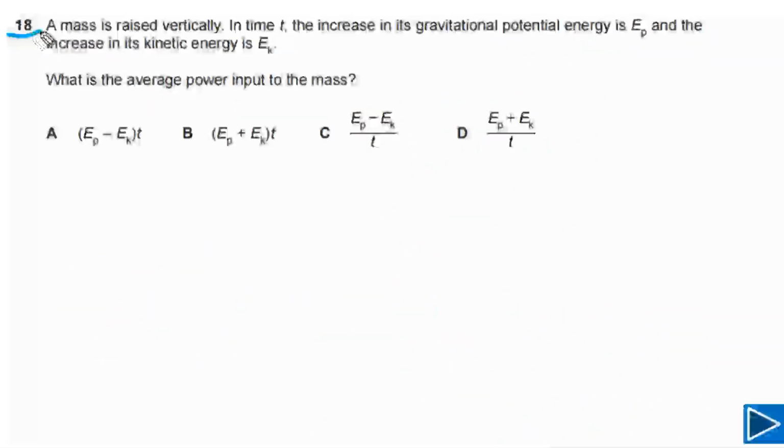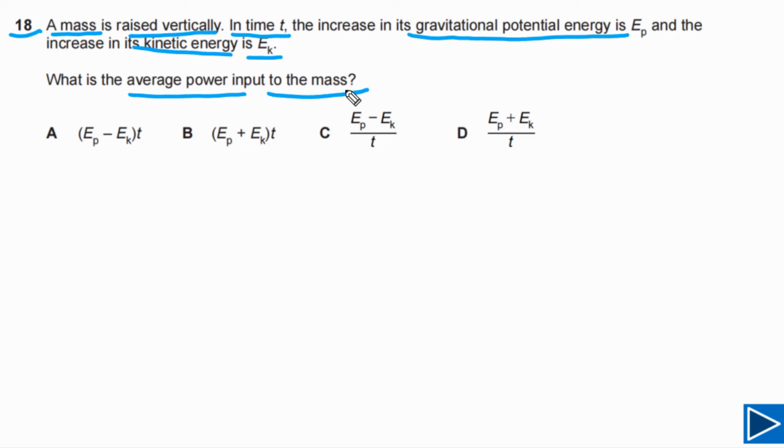For question number 18, it is given that a mass is raised vertically. In time t, the increase in its gravitational potential energy is EP and the increase in its kinetic energy is EK. What is the average power input to the mass? The first thing we need to understand is what average power input is. I will write down average power input. That is equal to the total change in energy of the mass divided by the time taken.